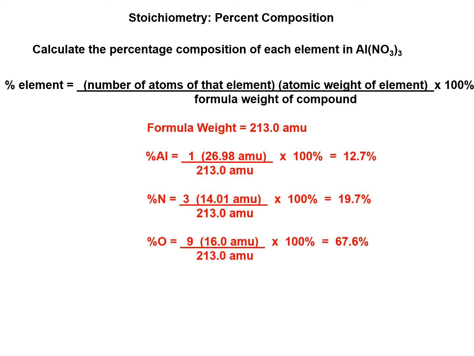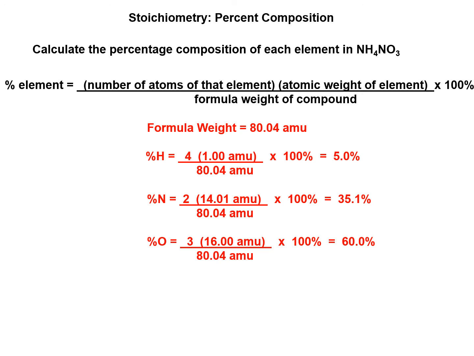Here we have aluminum nitrate. The formula weight is 213. We look at the percent aluminum. We have 1 aluminum atom. We times it by the atomic mass of aluminum, which is 26.98, divided by the formula weight times 100. Get 12.7. We have 3 nitrogens and 9 oxygens. We times those by the atomic mass units and divide it by the formula weight, and we get 19.7 and 67.6 respectively. Again, those add up to 100%.